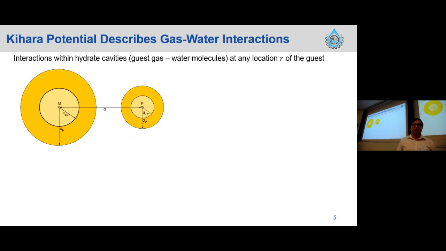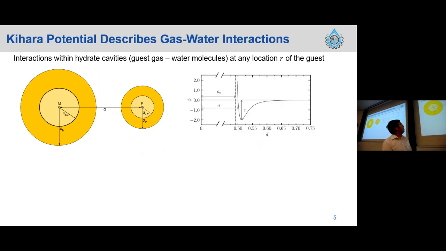The Kihara potential is what we use to describe the interaction of the gas molecule with a given water molecule that makes up the hydrate cage. This is a graph that shows the intermolecular potential as a function of the distance between the molecules. And if we look at this, we can assign these parameters some physicality. Your first parameter A is basically the minimum distance that your pair molecules can approach each other. If you increase this distance slightly, you reach the point sigma, which is where you have no net attraction or repulsion between your two molecules.